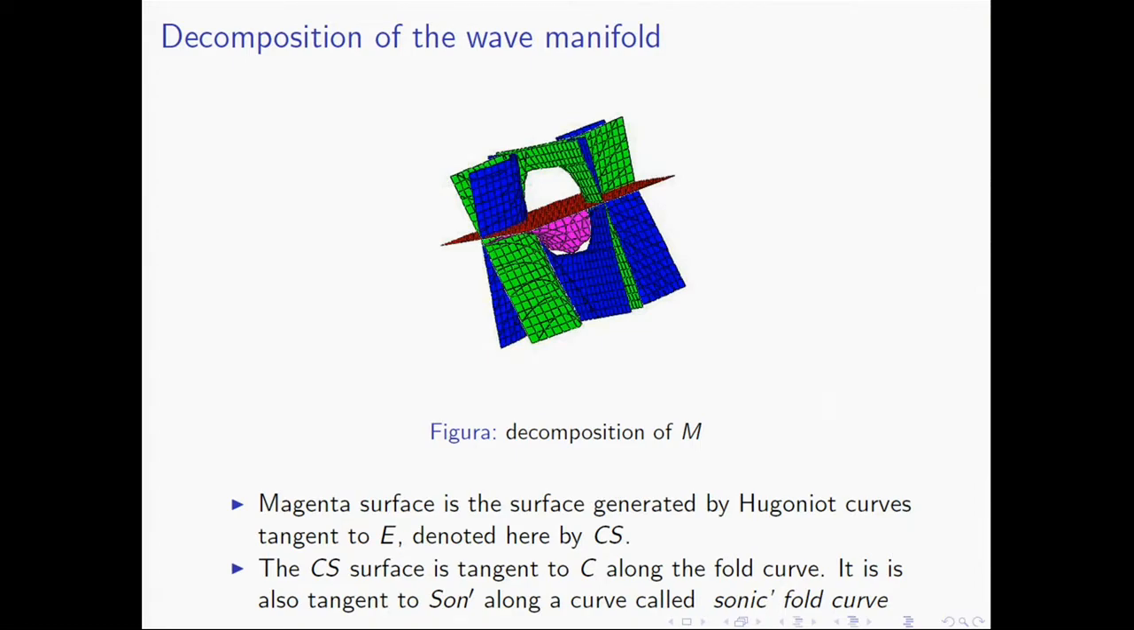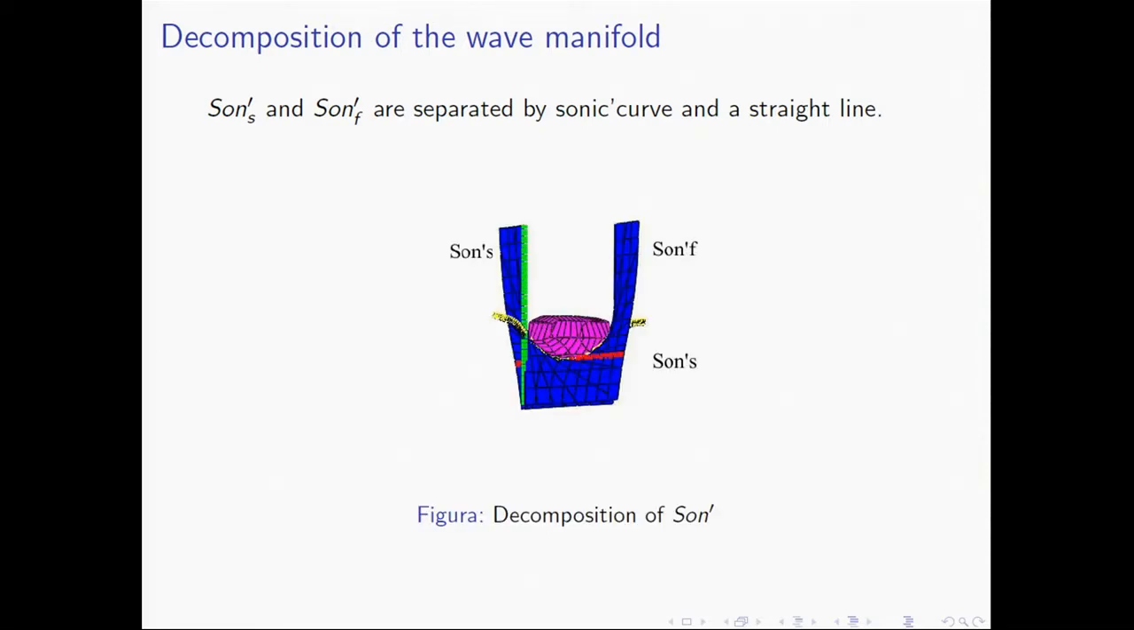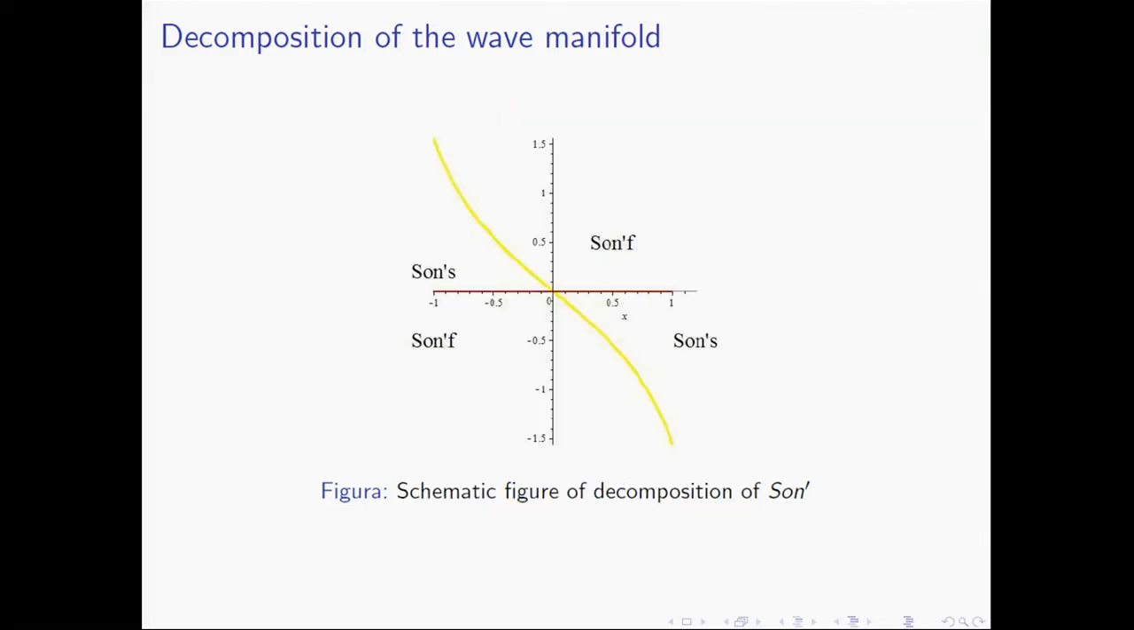Along the sonic prime fold curve, the sonic prime surface is divided into two surfaces, sonic prime S and sonic prime F, separated by the sonic prime fold curve and a straight line. Some example: the yellow curve is the sonic prime fold curve, the red line is the straight line, and we have sonic prime S and sonic prime F. Each time we cross one of these curves, we change sides, sonic prime S to sonic prime F. Schematically, we have a picture something like this.